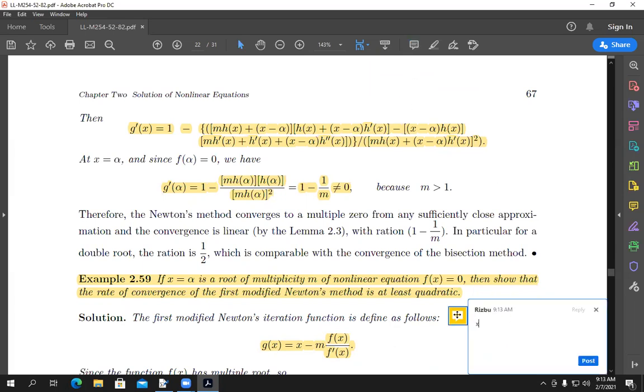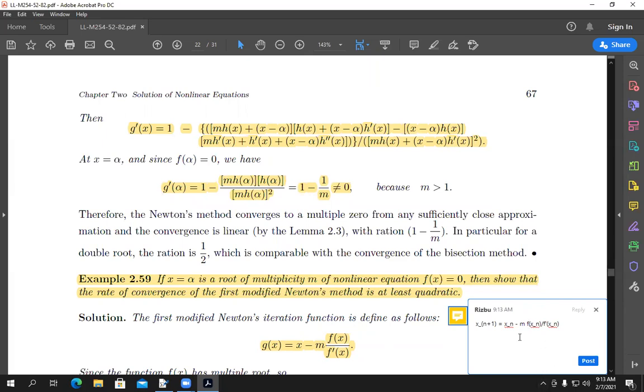It is this one, because what is your modified formula, please? I told you it is x_{n+1} equals x_n minus m times f(x) over f dash(x). The first one is f, not f dash. First one is f, yes.